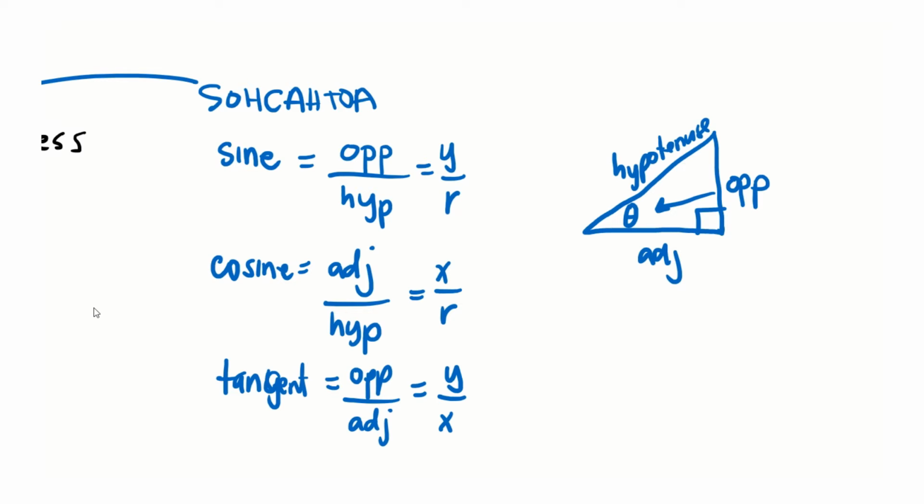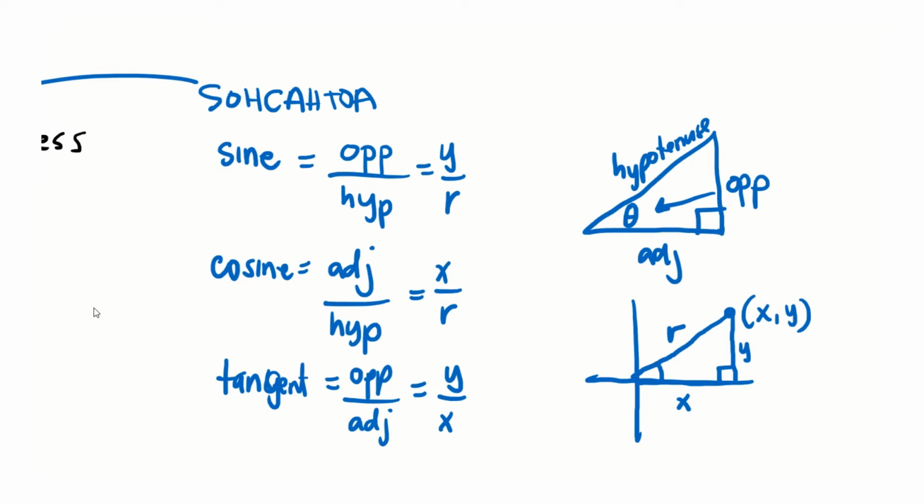Now if we place this in the Cartesian plane, and let's say we have a random point here, with coordinates x and y, from the point to the origin we can create a right triangle where the height of the triangle is y, this side of the triangle is x, and the hypotenuse is named r. Now if theta is here, then our sine, which is the opposite over the hypotenuse, is y over r, and that's how we got the following expressions for sine, cosine, and tangent.